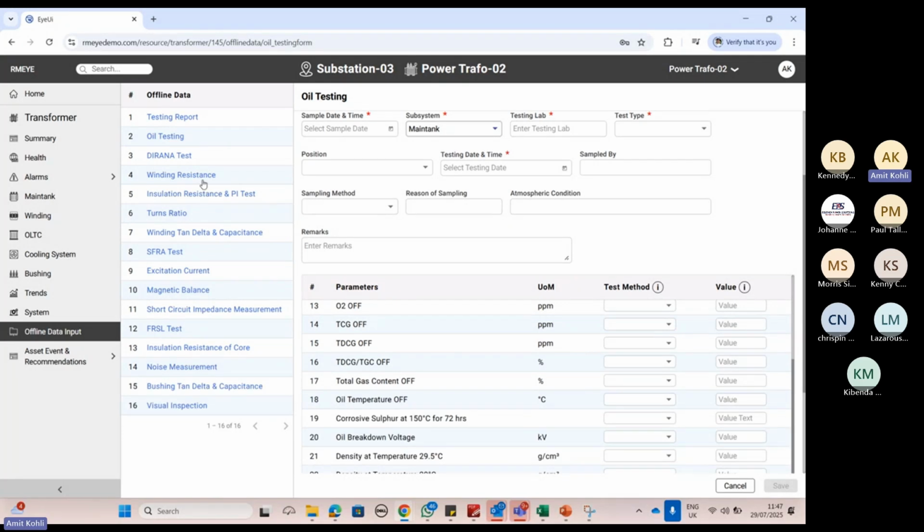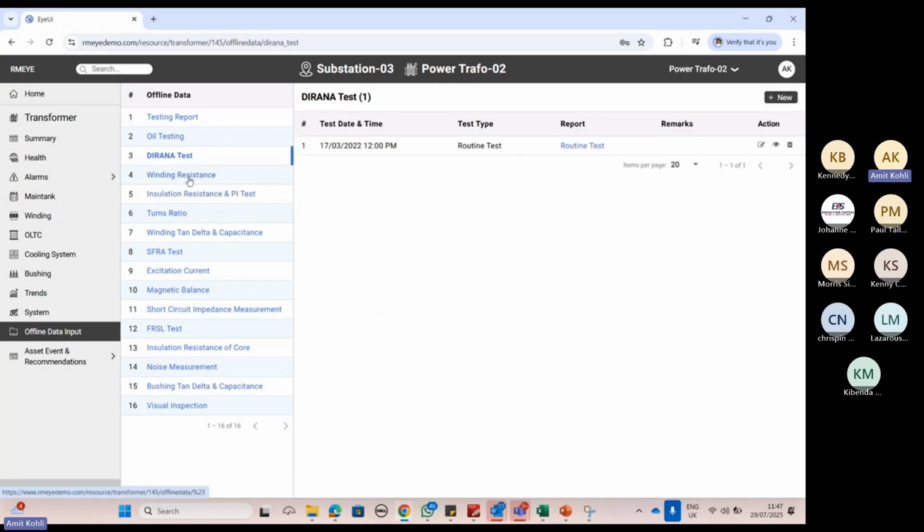And the same thing applies to Dharana testing, winding resistance testing, insulation resistance testing, turn ratio, all electrical testing on the transformers we have covered, electrical testing on the bushings, OLTC, all those tests have been covered. And as soon as the test results are entered, it updates the health index of your electrical asset.